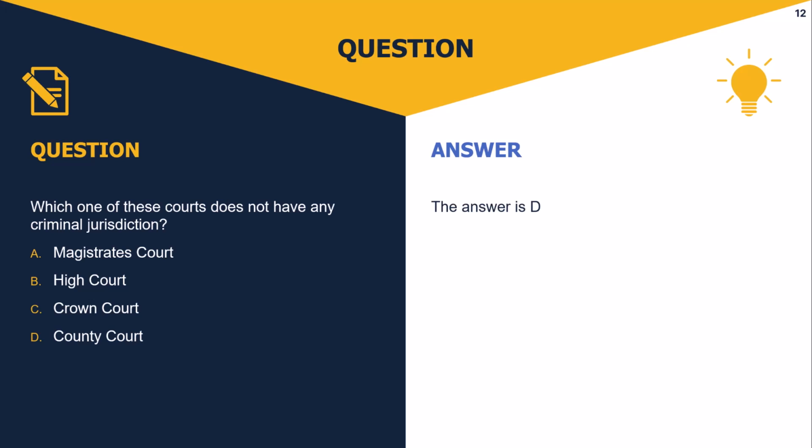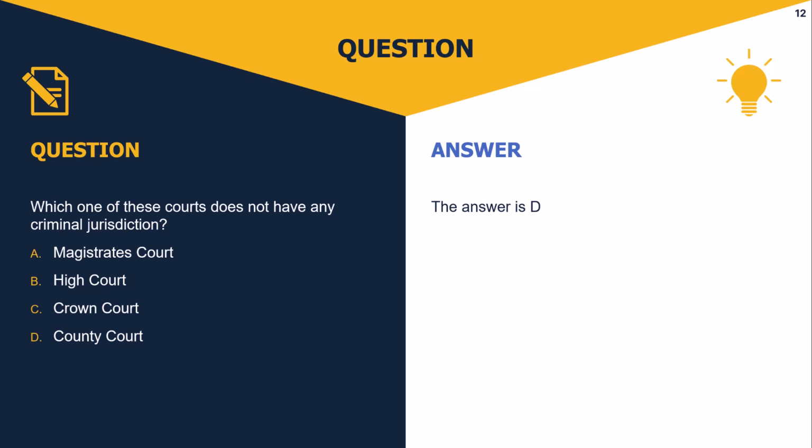The answer we're looking for is D. So the Magistrates Court, we saw, is part of both systems, civil and criminal. The High Court has civil and criminal areas, the Queen's Bench Division specifically. The Crown Court is purely criminal, and then the County Court is purely civil. So the answer is D.